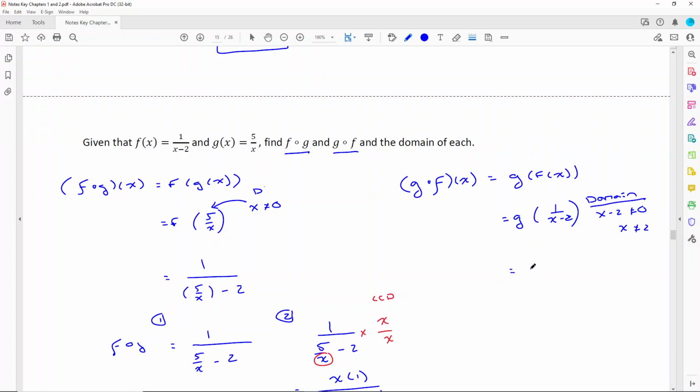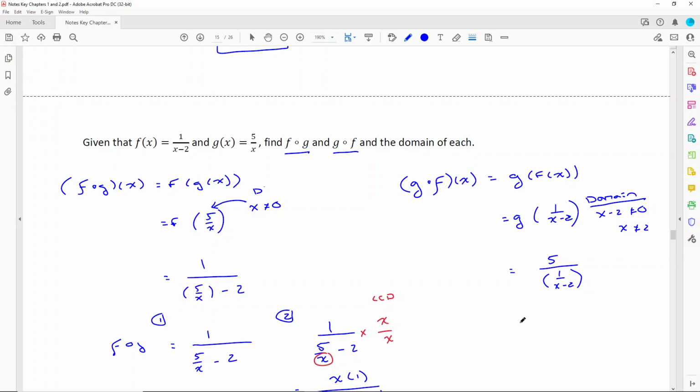Now I'm going to plug that into my g of x equation. My g of x equation is 5 over x, and I'm going to replace the x with 1 over x minus 2. And this is my function, right? This is g of f of x. And so that's why x cannot equal 2. But now let's simplify this.